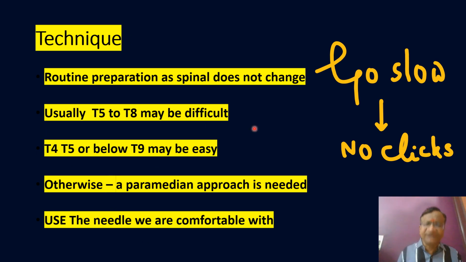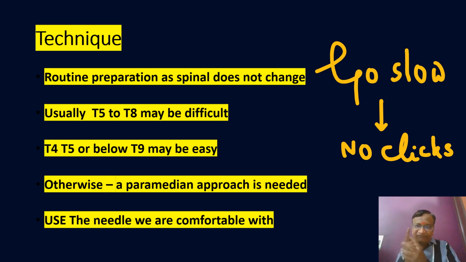What is the technique? Routine preparation doesn't change. Sometimes T5, T6, T7 may be difficult; T4, T5 or below T9 may be easy. Otherwise, we can use a paramedian approach. Use the needle you are comfortable with. We have to use a 28 or 27 needle. I am fine with 25 in lumbar spinal, and I use 25 in thoracic spinal also. I am fine with 26 or 24 in lumbar spinal. Use that one. There is no concern about it.